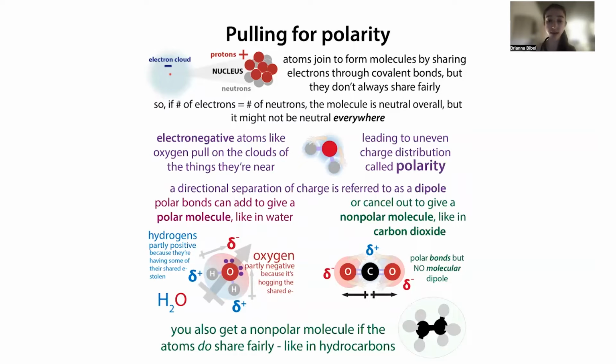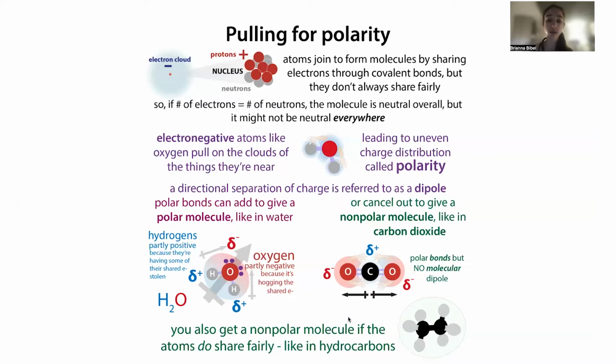If they don't share those electrons fairly, then you get partial charges, even in a neutral molecule overall, because the electrons are going to be hanging out more near some of those atoms. And so this is why with water, you get what we call a polar molecule, where the oxygen's hogging the shared electrons and is partly negative, and the hydrogens are left partially positive because they're having those electrons pulled away from them. Now, in the case of these carbon-based molecules, all these carbons have the same amount of pulling power, and so they're not going to be pulling unequally from one another, but they're going to be very equally pulling.